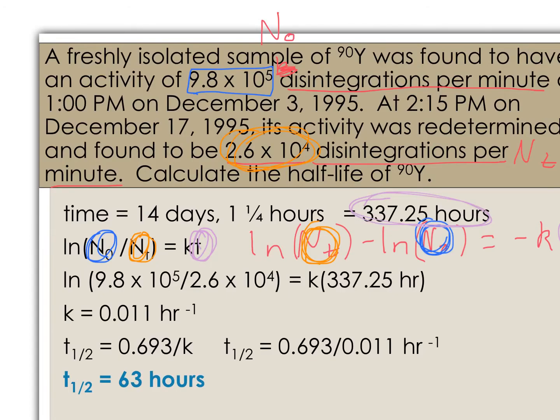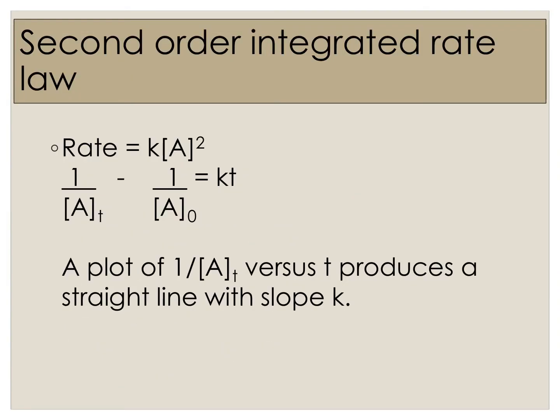And do not forget about sig figs. When we're dealing with numbers, we've got to be thinking about sig figs here. 2 sig figs here and 2 sig figs here. Those are the numbers that were given to us. So 2 sig figs. Now we have a second order integrated rate law equation and a zero order integrated rate law equation.